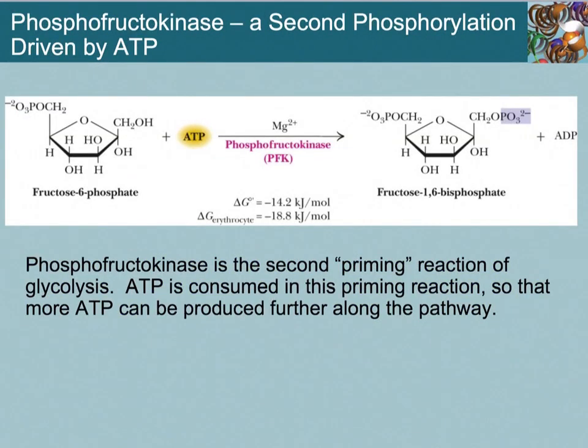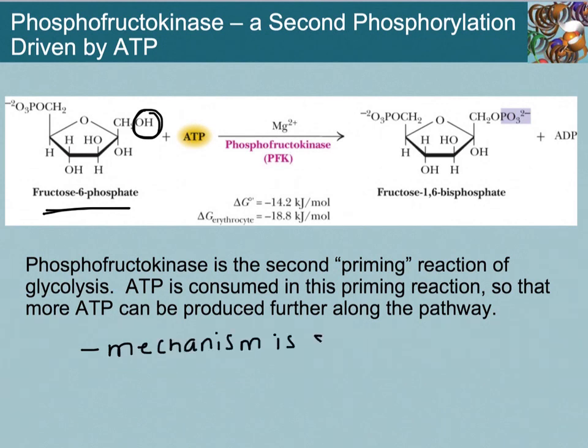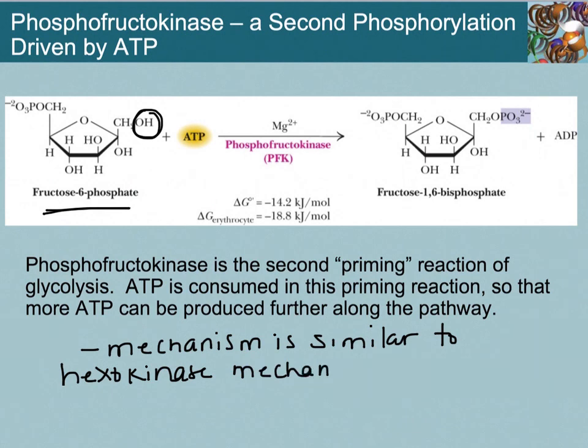Okay, so if you look here, we have fructose 6-phosphate. We are going to phosphorylate this hydroxyl group. The mechanism is similar to the hexokinase mechanism. PFK has a similar cleft.